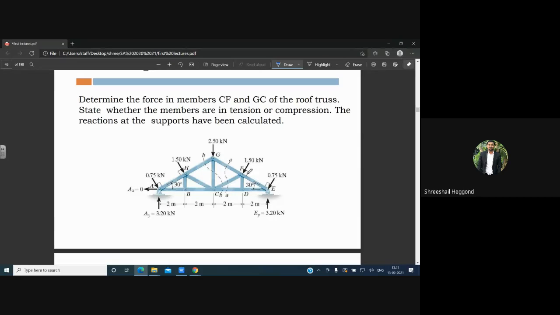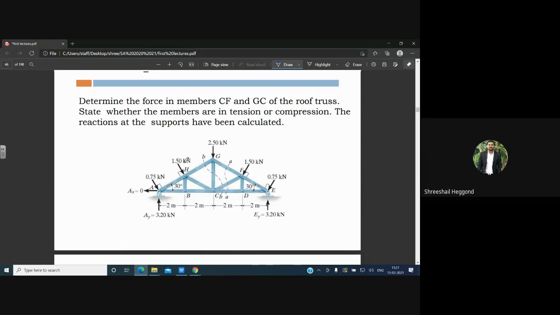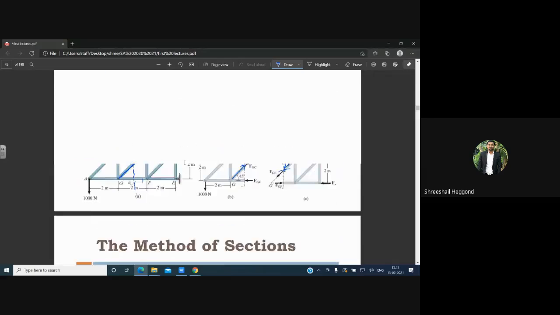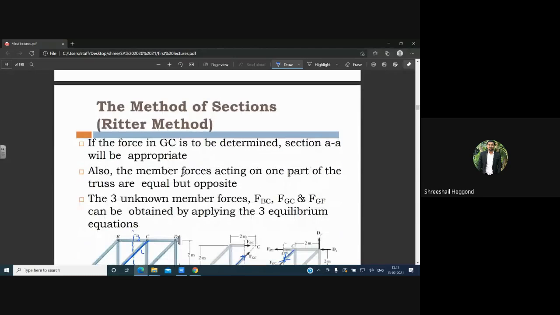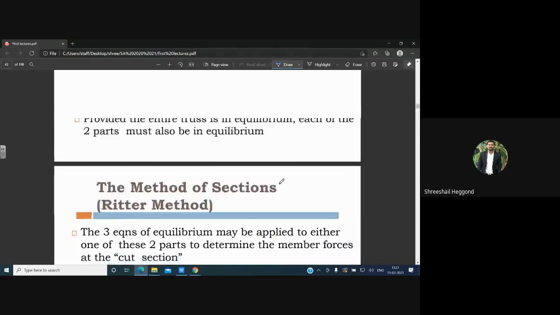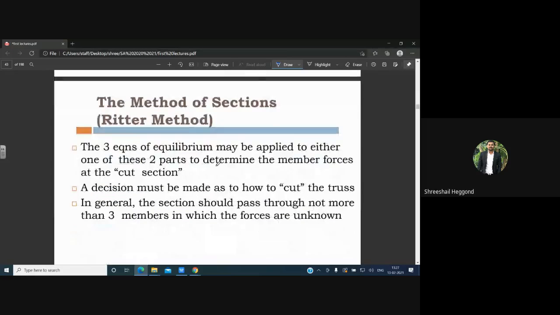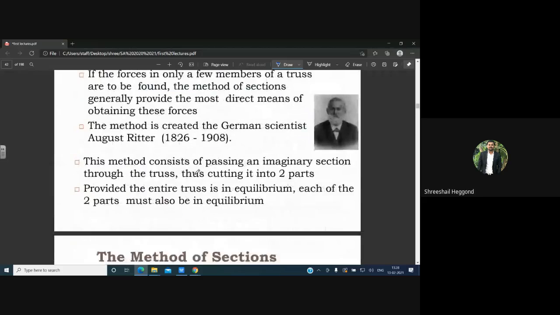First, we'll analyze for the CF member so that it is easy to find out the member values, because only three unknowns will be possible. As we discussed in the previous slides, it is compulsory that you take a section for the particular components. It is mentioned clearly: you need to divide into two parts separately.